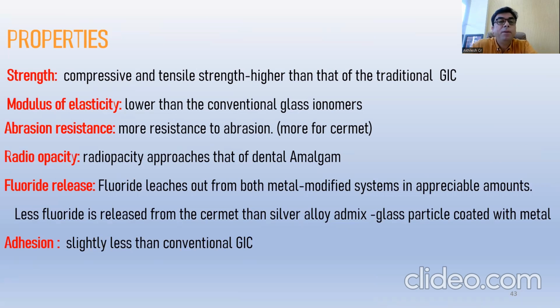What are the properties? Compressive and tensile strength is more when you compare with the traditional GIC. Modulus of elasticity is lower than the conventional glass ionomer. Abrasion resistance is more. Radiopacity approaches that of the dental amalgam. Fluoride release, for example, fluoride leaches out from both metal modified systems in an appreciable amount. Less fluoride is released from the cermet than the silver alloy admixed glass. Adhesion is slightly lesser than the conventional GICs.